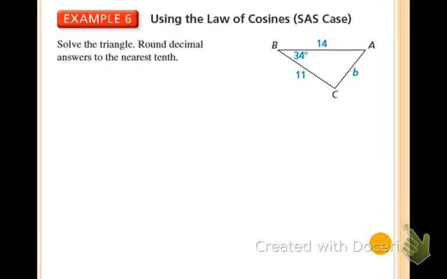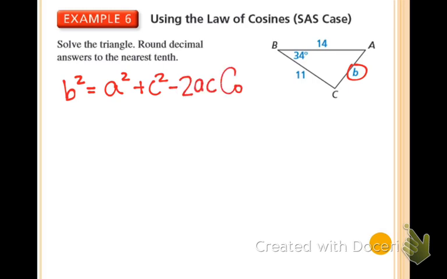In this one, what side does it look like we're going to find? B. We're going to find B. So we're going to use b squared. b squared equals a squared plus c squared minus 2ac cosine of angle B.